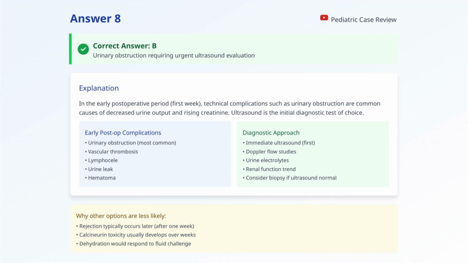The other options are less likely because rejection typically occurs later, after 1 week. Calcineurin toxicity usually develops over weeks, and dehydration would respond to fluid challenge. Early recognition and management of technical complications are crucial for graft survival.